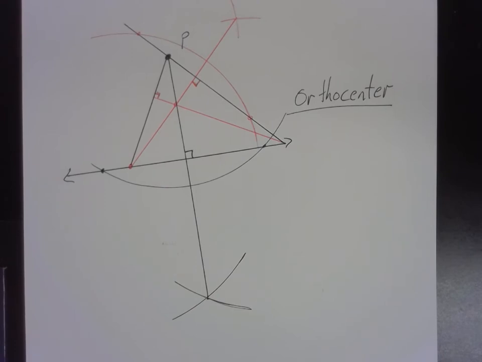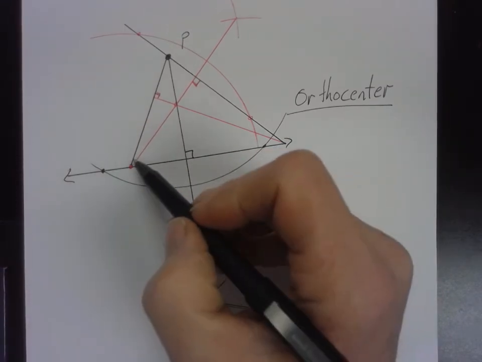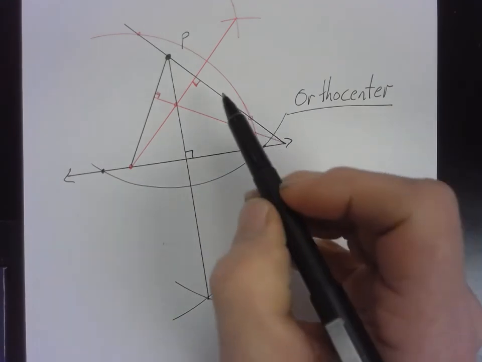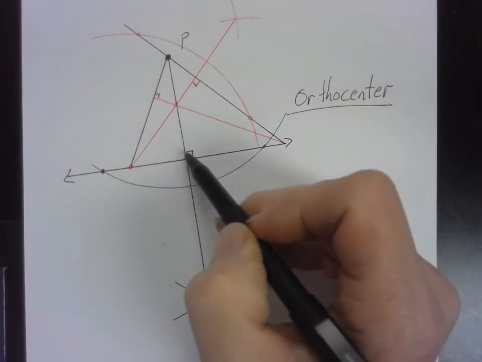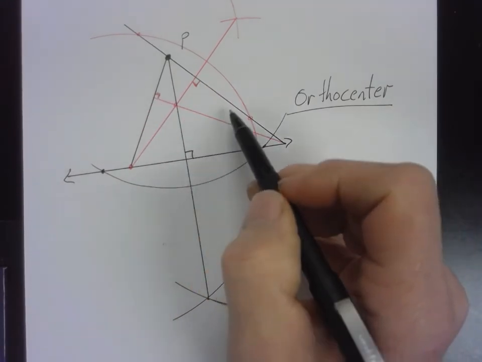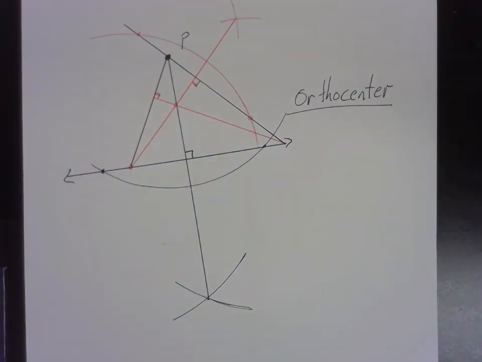Here's the thing about the orthocenter. It's not equidistant from the vertices. It's not equidistant from the sides of the triangle. It's not, what was the deal with the median? Where the median intersected? Yeah, no 1/3, 2/3 relationship going on. It's just the orthocenter. That's it.